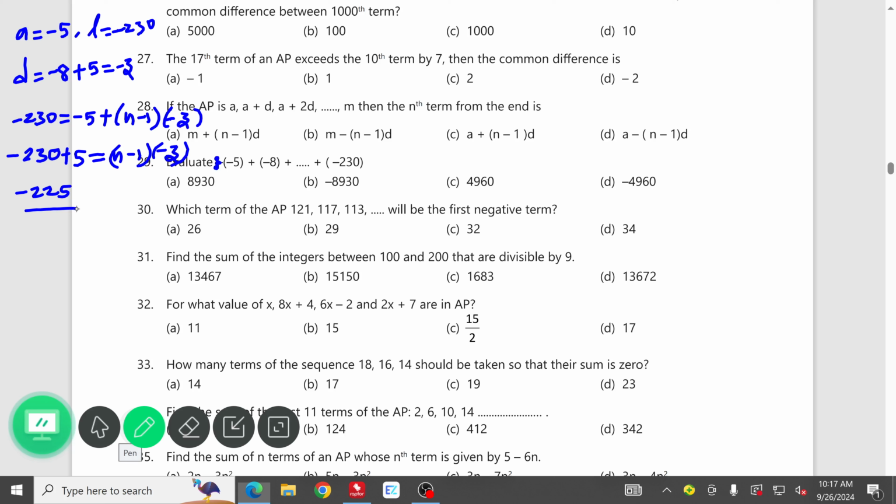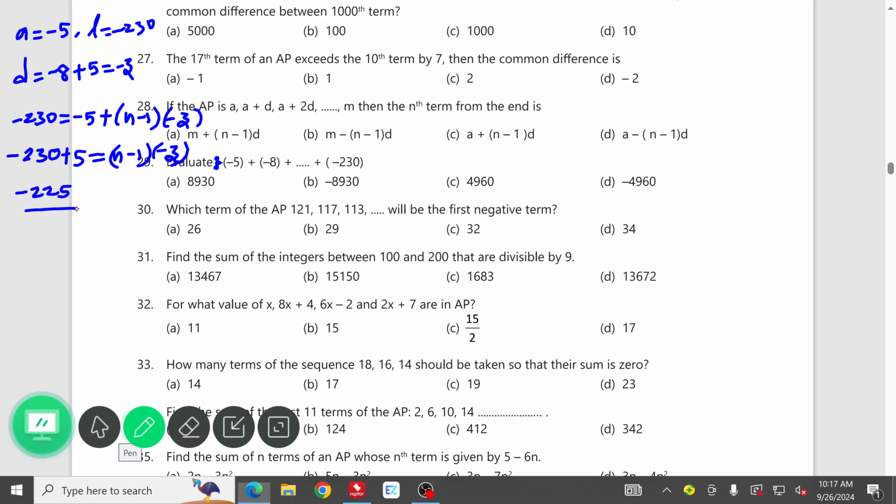Which term of the AP will be the first negative term? Where have you seen this model? Model or same question? Same question, I think. Optional exercise first question from arithmetic progression. Okay, that model. That is also in the syllabus, sir. I completed everything. So which term?